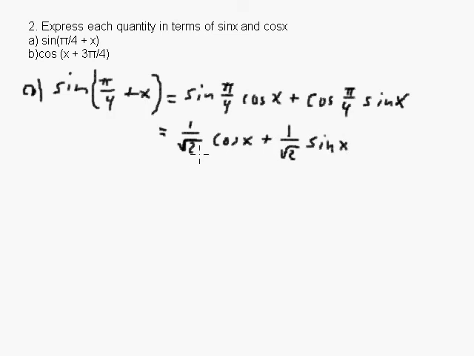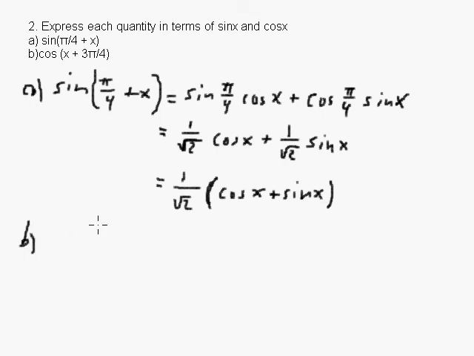Okay, so I'm pretty sure that that's good enough. Your teacher might want you to factor this out, because that could be 1 over root 2 times cos x plus sine x. I'm not sure whether she's going to want you to factor that out or whether this answer is good enough, but I'm pretty sure that that is the end of this answer. Express the quantity in terms of sine x and cos x. That is expressed in terms of sine x and cos x.